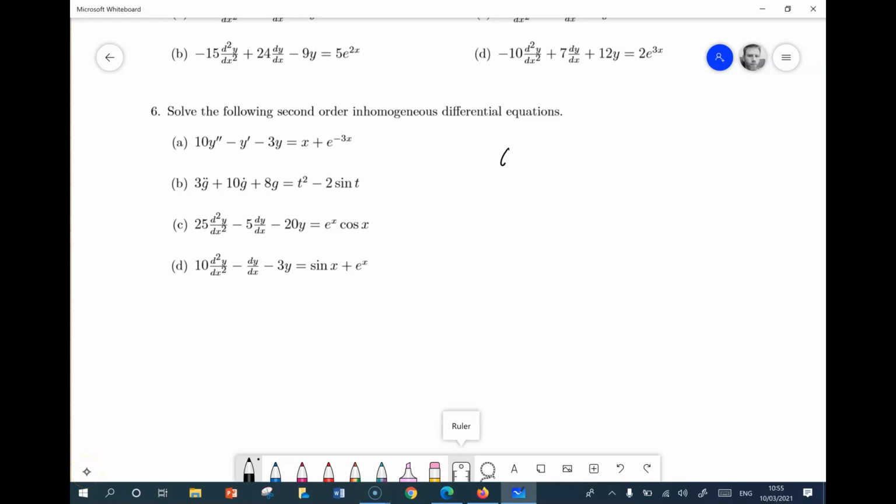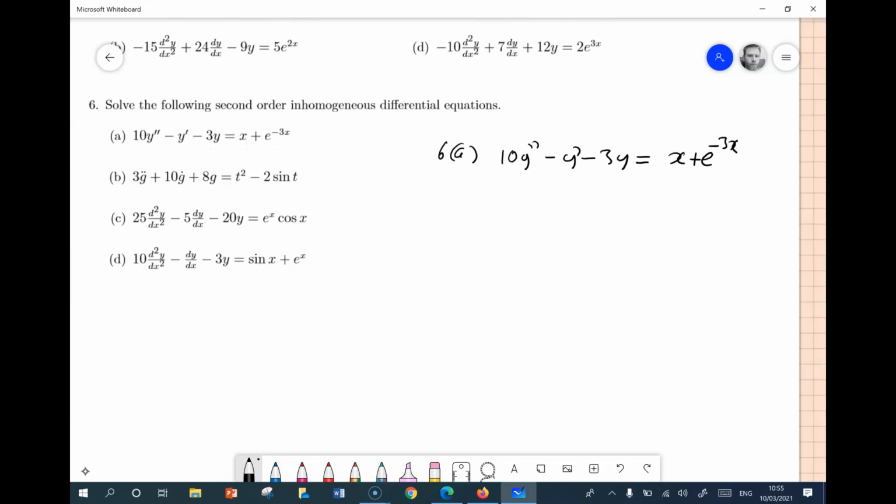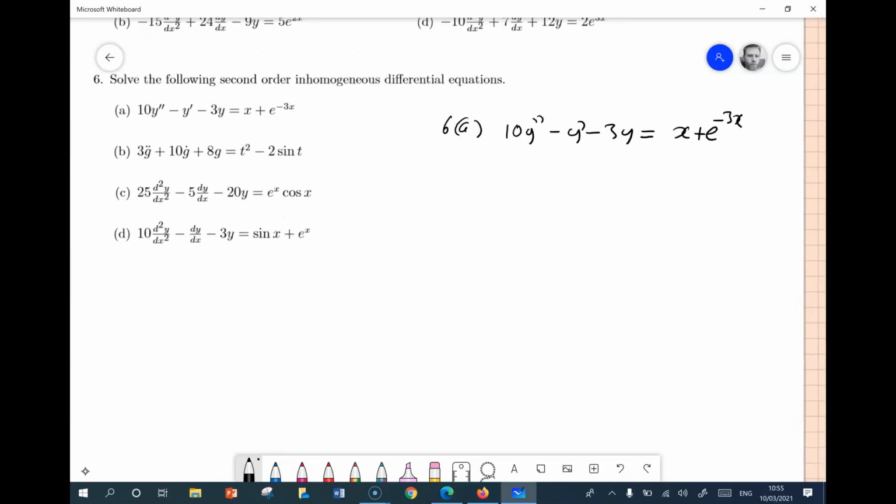Okay, question 6a here. So, inhomogeneous differential equations. I've got 10 times the second derivative minus the first derivative minus 3y equals x plus e to the power of minus 3x. We'll deal with the right-hand side in a minute for p of x. It's unusual, but we'll deal with the left-hand side first. So it's inhomogeneous, so it's going to be a combination of u of x plus p of x.